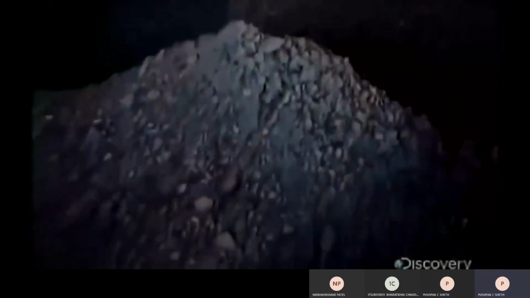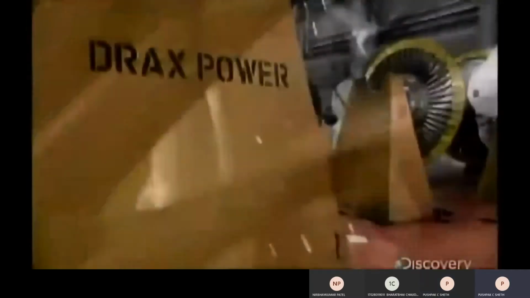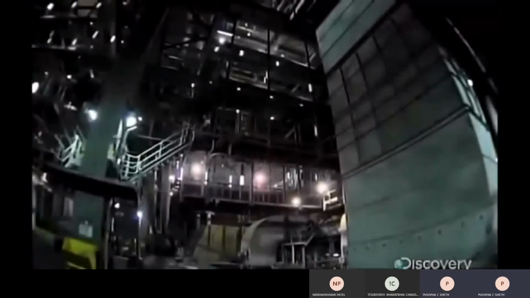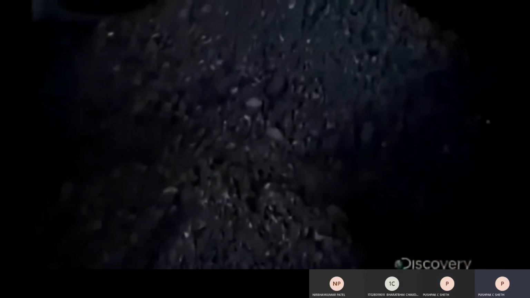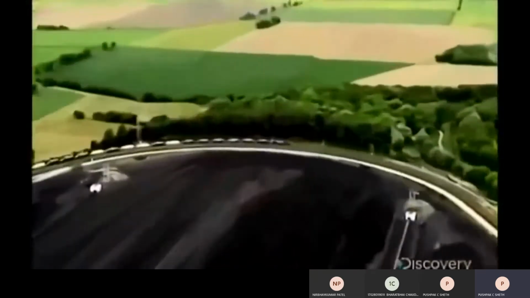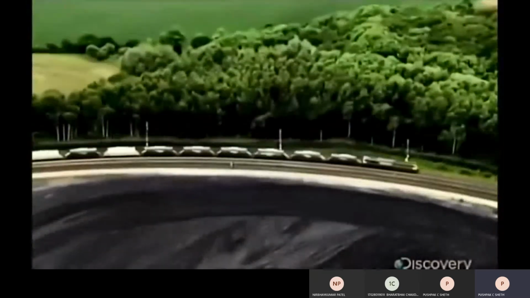This new style coal burner has found a way to process and burn an old style fuel. And it does it so efficiently, it's now one of the cleanest mega coal plants in the world. Let's see how it works. Drax burns up to 36,000 tons of coal every day. That's 26 train loads.